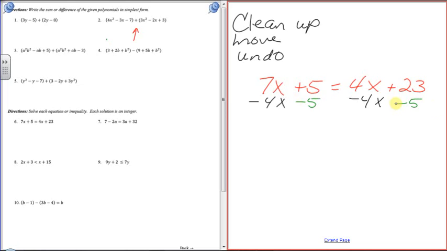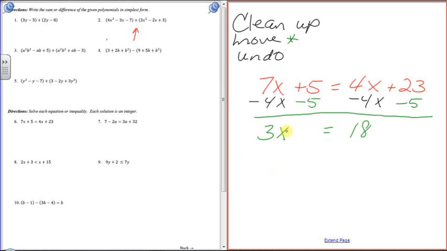And you're free to do both of those on the same line, but I do want you to show me that you've done both of those. And I want you to draw the equal sign, and then we'll work down the column. 7x minus 4x is 3x. These drop out. These drop out. 23 minus 5 is 18. That's the moving step.